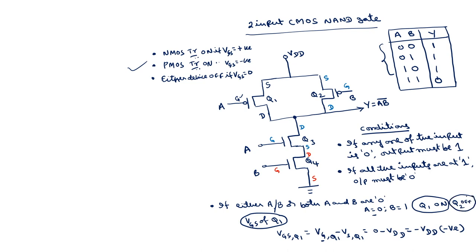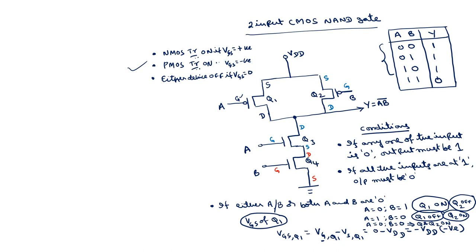Because this gate voltage will be B is equal to 1 means VDD, and source is also VDD, so VDD minus VDD becomes 0. On the other hand, if A is equal to 1, B is equal to 0, reverse, Q1 is off, Q2 is on. If both are zeros, both Q1 and Q2 will be on.